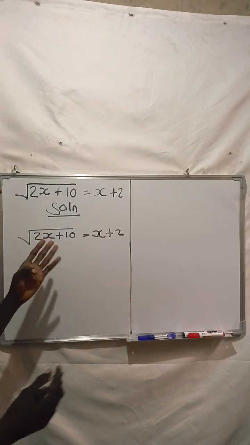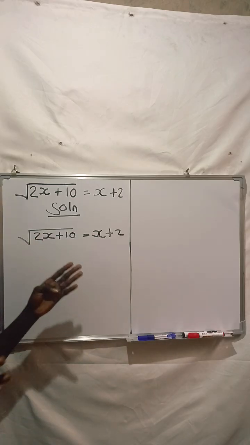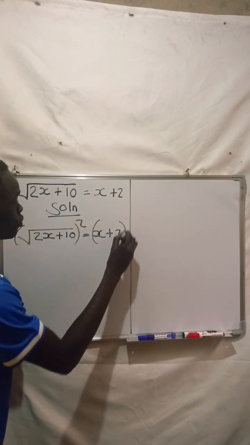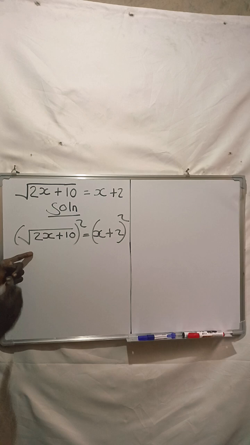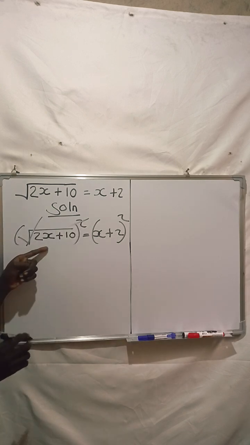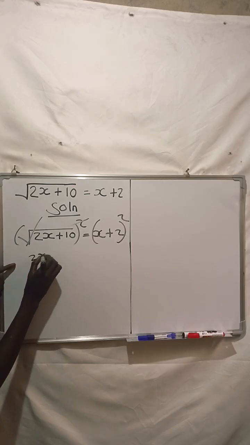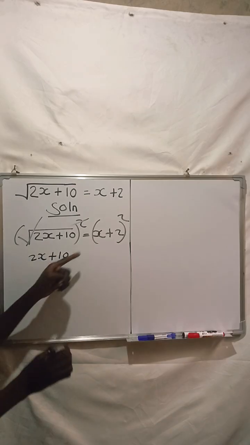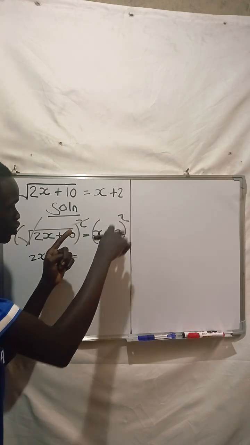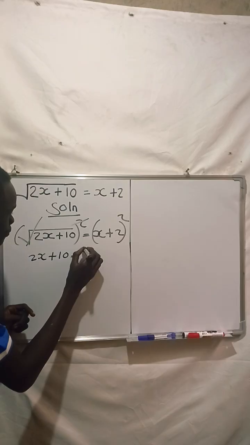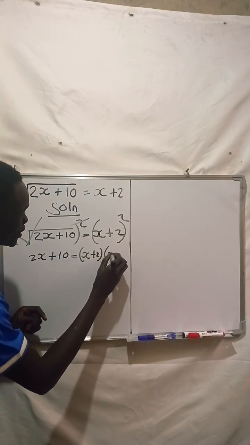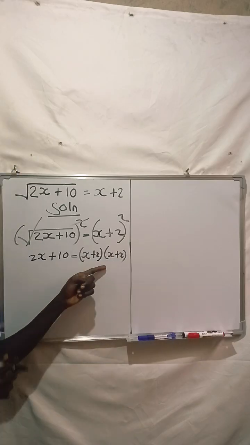We can remove the square root by squaring both sides, such that the root and the square will go. On this side, we are going to be left with 2x plus 10. Then on the other side, it is going to be x plus 2 in brackets, squared. It is going to be x plus 2 times x plus 2. I think it is the same, right?